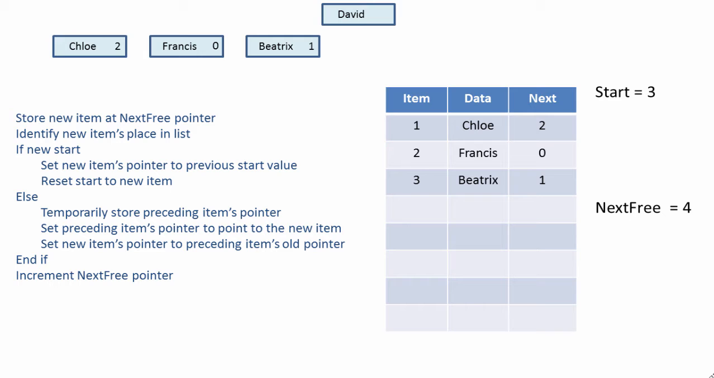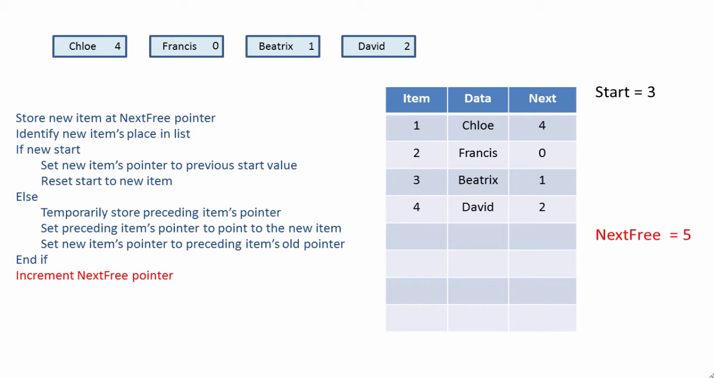The next item is David. We store David at position 4 as given by next free, and we identify his place in the list. David comes after Chloe. He's not the new starting item, so we temporarily store Chloe's next pointer. Then we can set Chloe's pointer to point to David, and then David to point to what Chloe used to point to, in this case, Francis. David is now in place. We can increment the next free pointer.